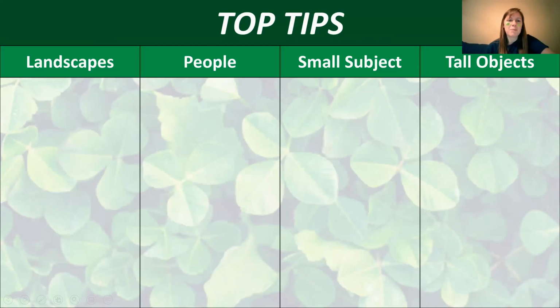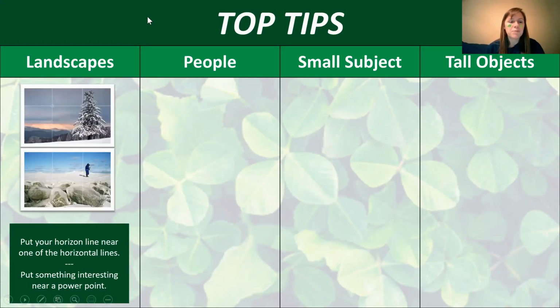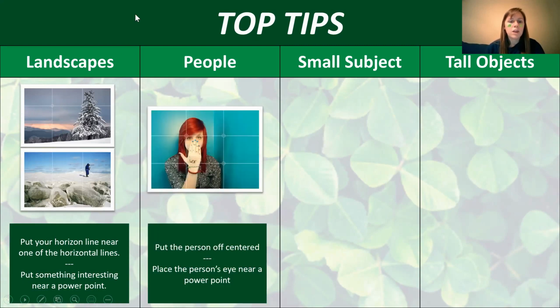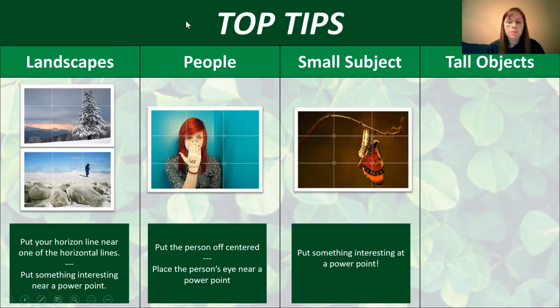Here's some top tips about using the rule of thirds in photography. When you're shooting a landscape, you'll put the horizon line near one of the horizontal lines. And then put something interesting near a PowerPoint. So there's a person near this PowerPoint. There's a tree near these PowerPoints. If you're shooting a person, put the person off-centered and place the person's eye near the PowerPoints. If you're shooting a small subject, put something interesting at a PowerPoint. So the butterfly is interesting, and they put it near their PowerPoints.